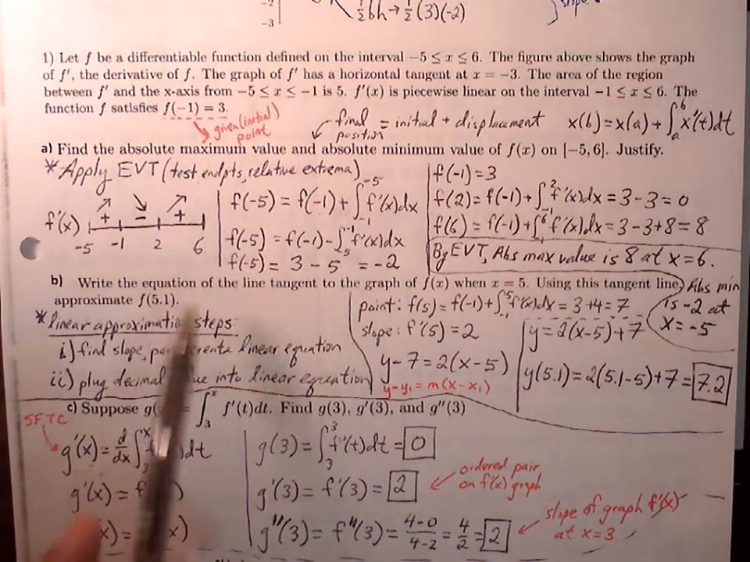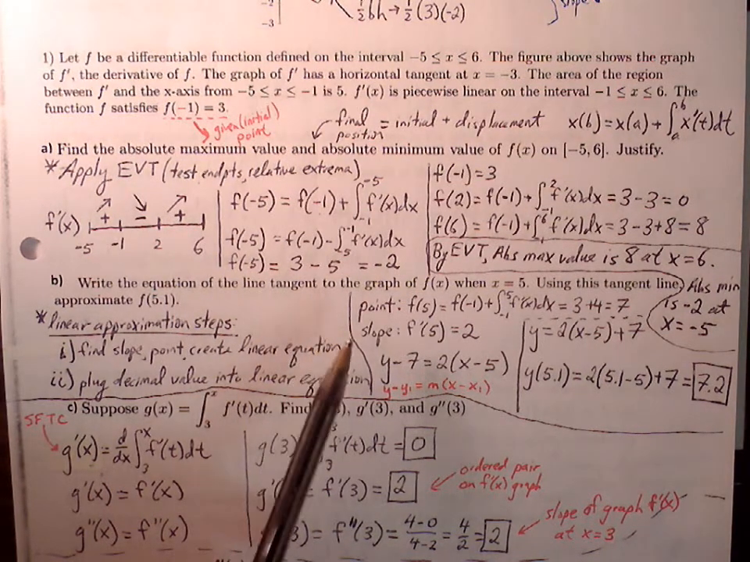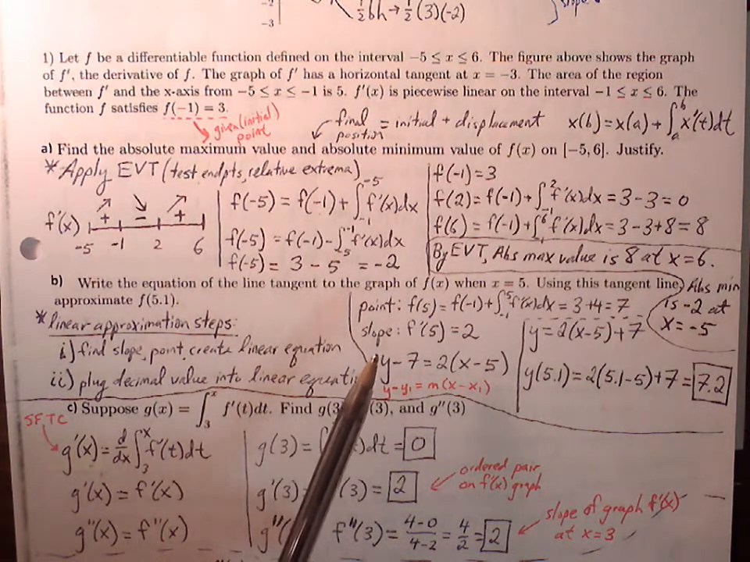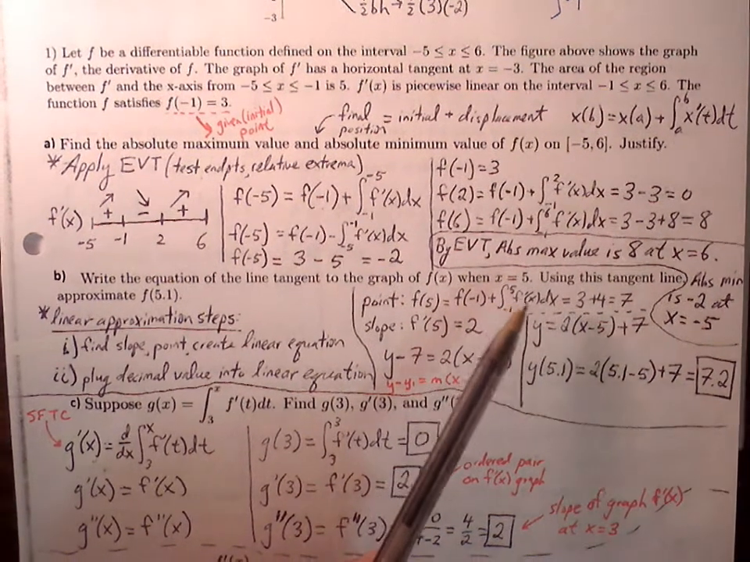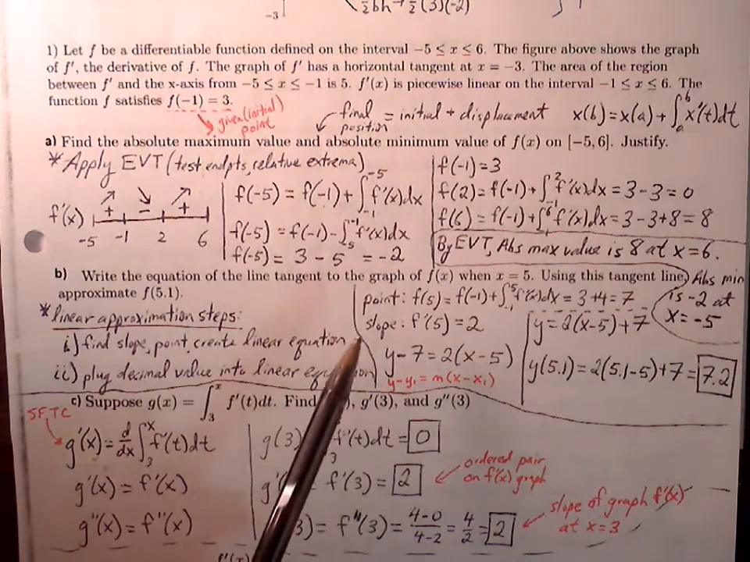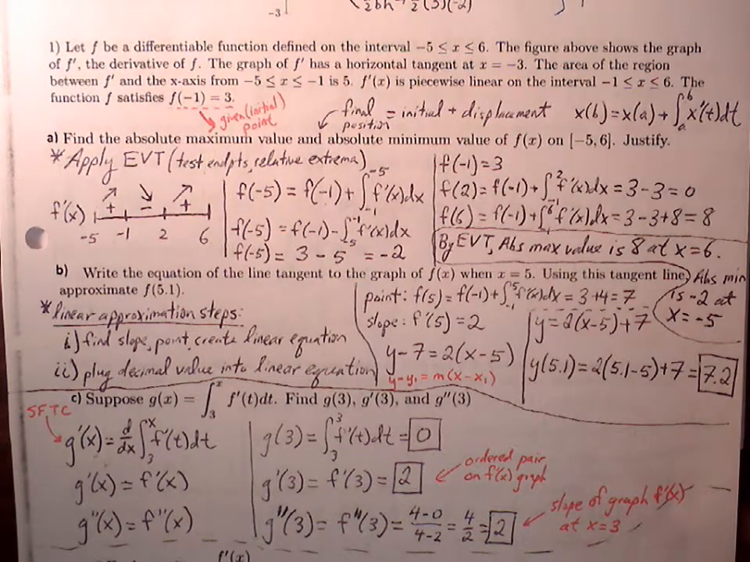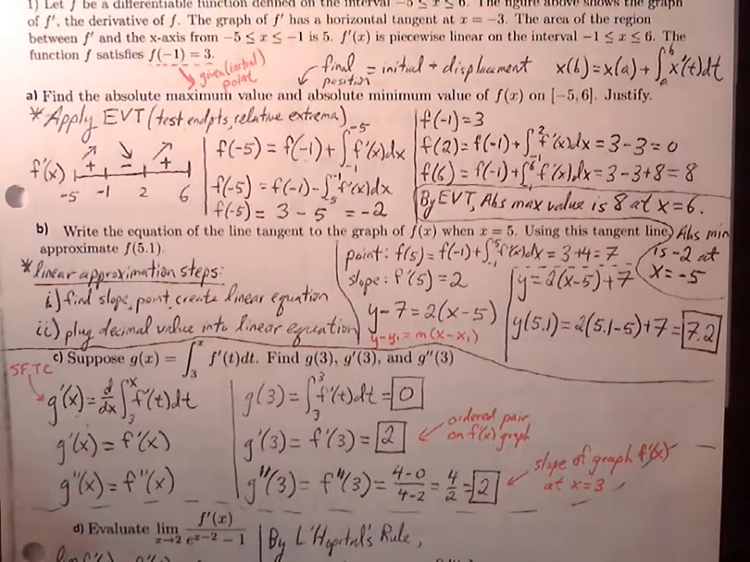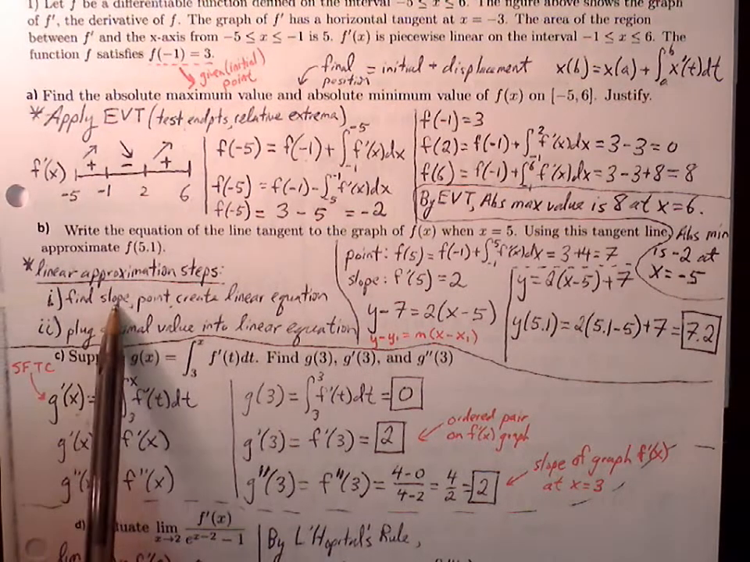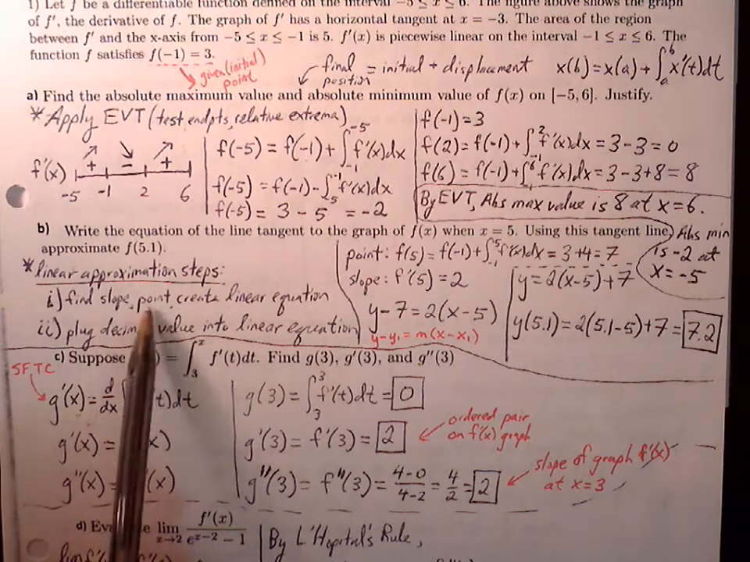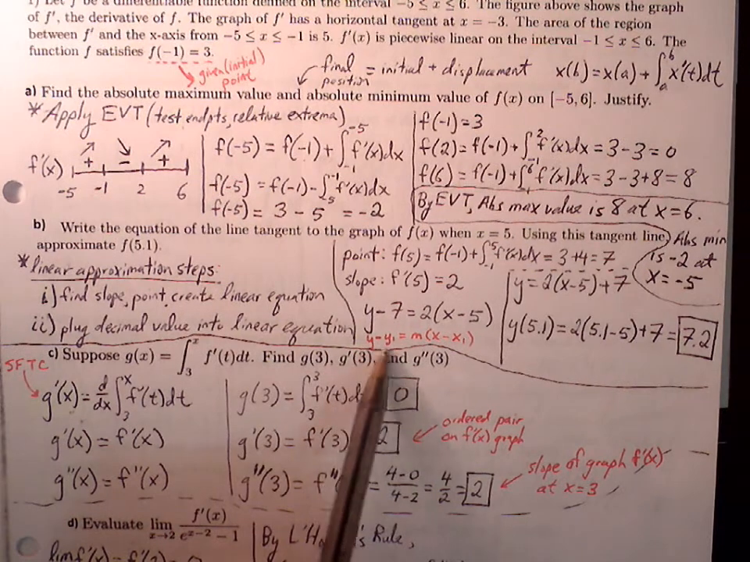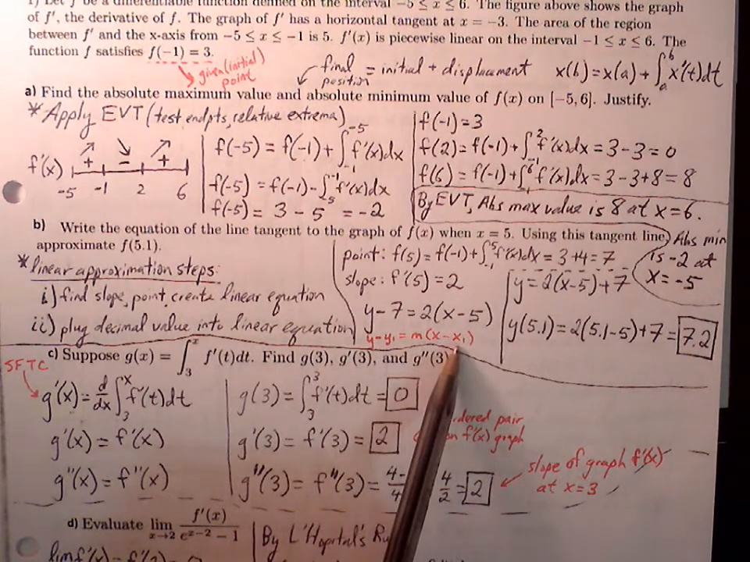Part B, write the equation of the line tangent to the graph when x equals 5. Using this tangent line, approximate f of 5.1. So let's go through the steps for linear approximation. For linear approximation, we need to first find our slope, find our point, and then we can create our tangent line equation. There's y minus y1 equals m times x minus x1.